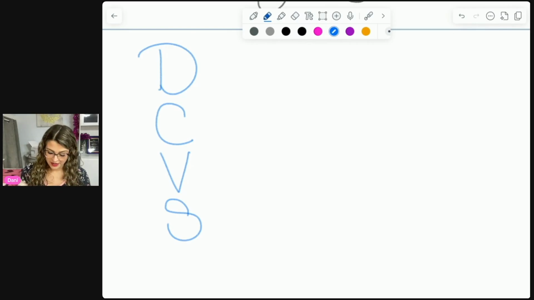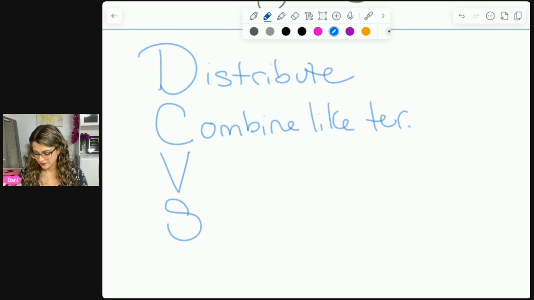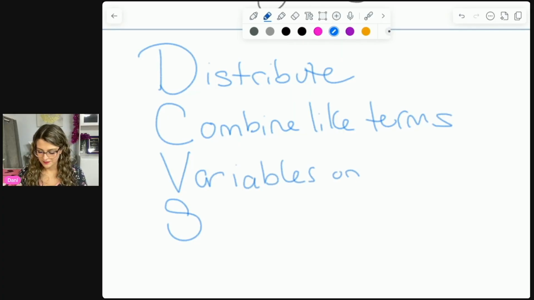Okay, so this stands for distribute. You might want to write this down. Combine like terms. My handwriting will be so much nicer when my Apple Pencil comes in. V stands for variables on the same side. Okay, and then solve.